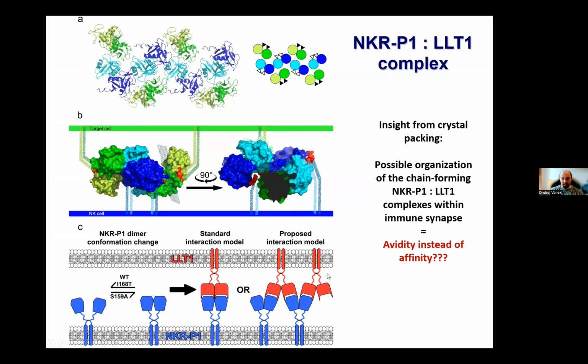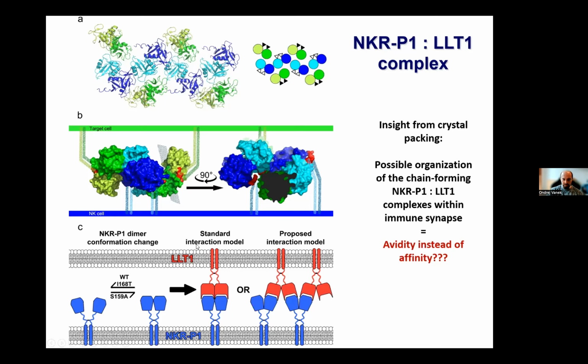So the affinity for monomer-monomer interaction is only about 50 to 100 micromolar, depending on the method you use and how you observe it, but it's a rather weak interaction. So could it be that this is the way?